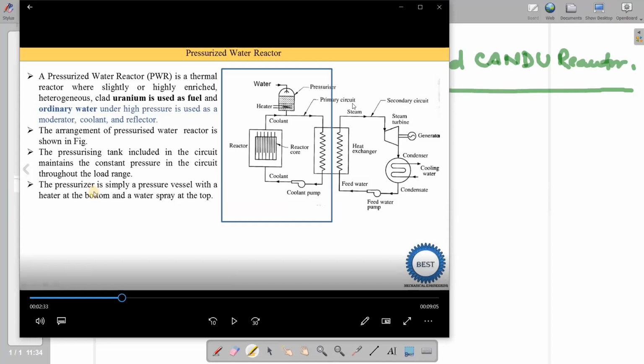We pass the coolant through this reactor at high pressure and high energy, and this high energy is transferred to this feed water. That means transfer of energy takes place in this heat exchanger, and this feed water is converted into steam in this secondary circuit, and this steam is utilized in the steam generator. So basically there are two circuits, the primary circuit where the coolant exchanges heat with the steam, and this steam is utilized for electricity generation.